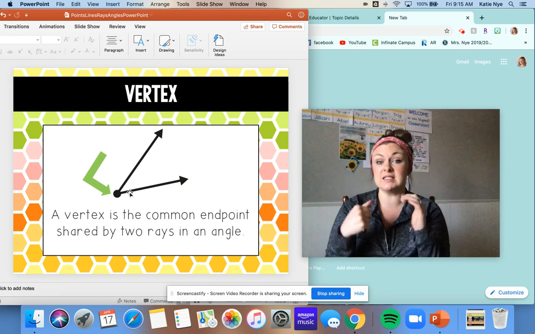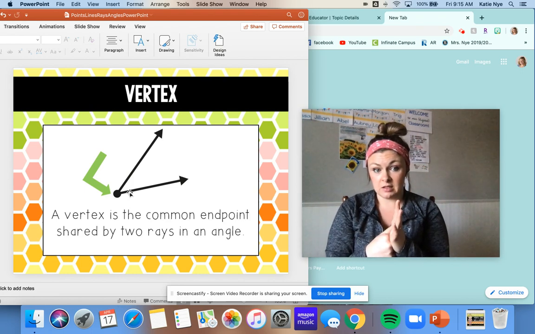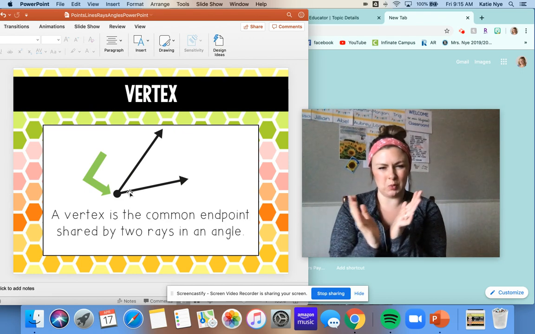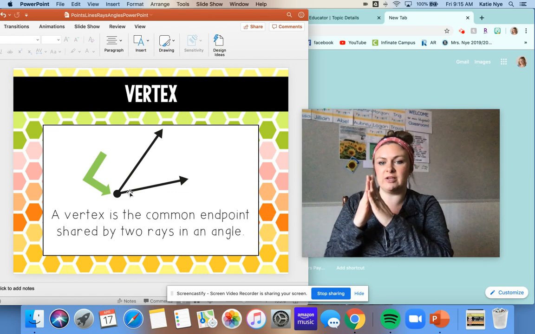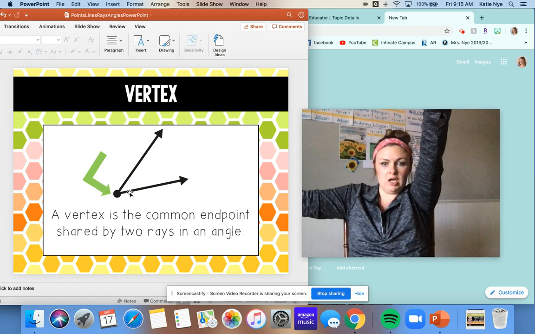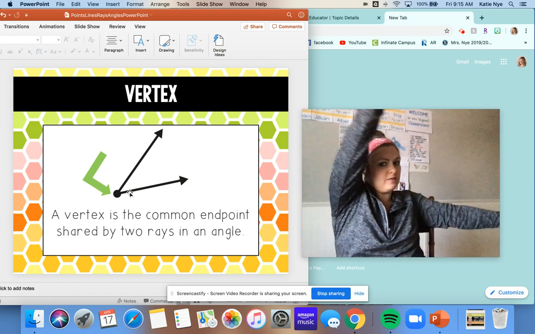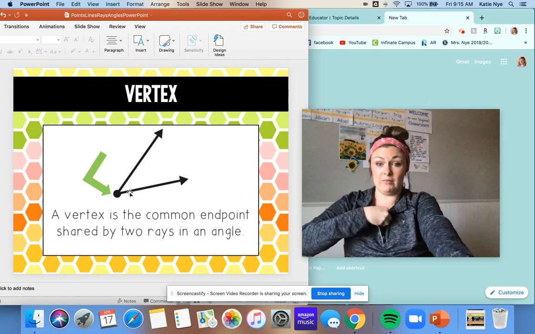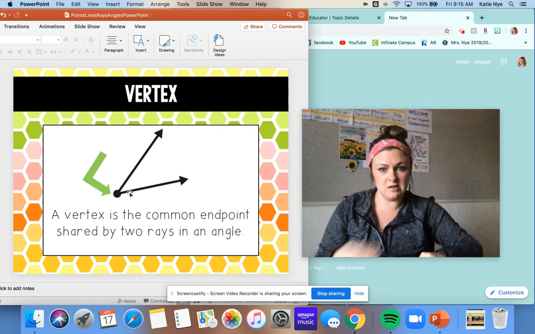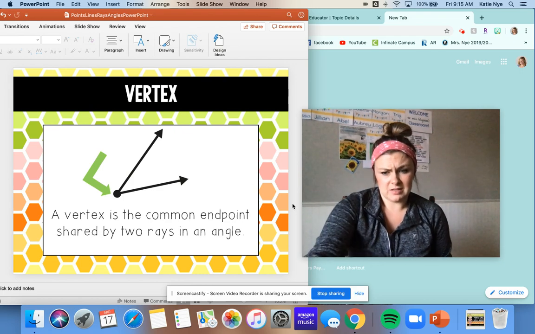So a vertex is the endpoint that's shared by two rays. That one's a little hard to show with our hands, but we can do our best by showing our hands are open and they go out in different directions to make different angles. So like this, here it is, and I am the vertex. I'm the middle of it. I hope that makes sense.